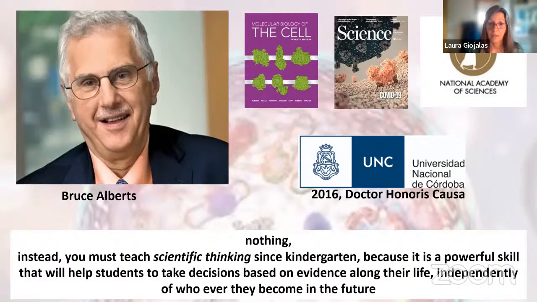do with a person that is working in the government to design policies about science and technology, but he is not a scientist? What can we do?" And his answer was, "Nothing. You can do nothing with these people. But instead you must teach scientific thinking since kindergarten, because it is a powerful skill that will help a student to take decisions based on evidence along their life, independently of whoever they become in the future." So his message, even along his talk, was that scientific thinking must be taught since kindergarten, the sooner the better.